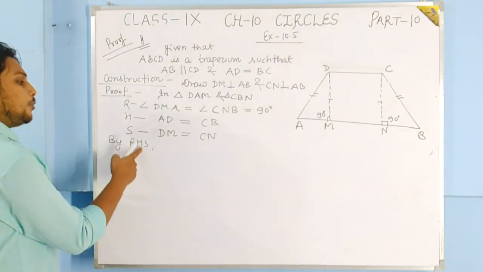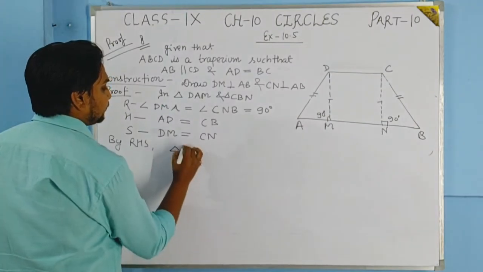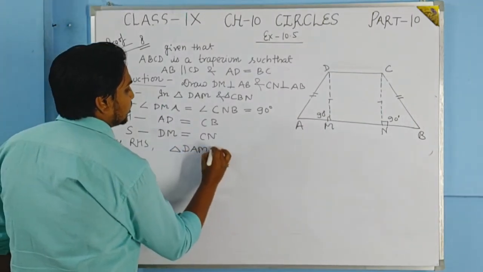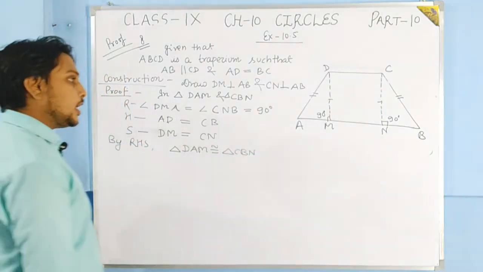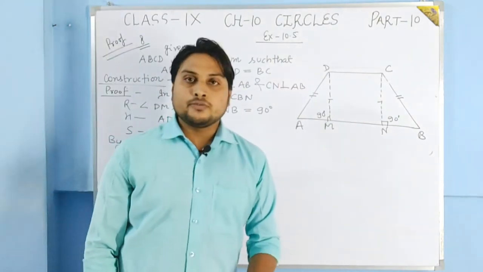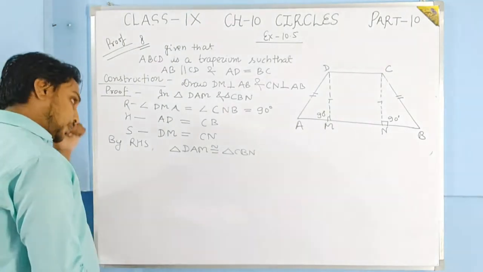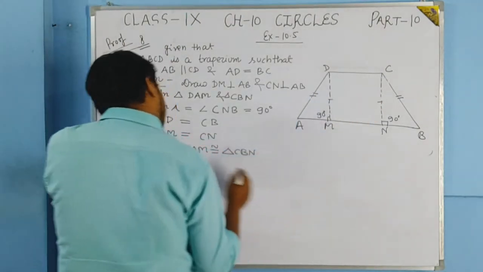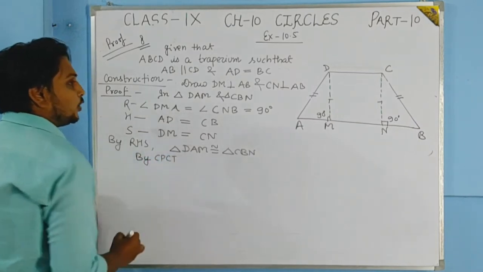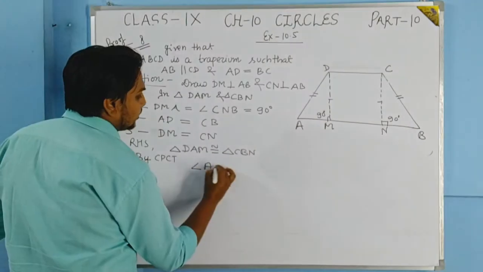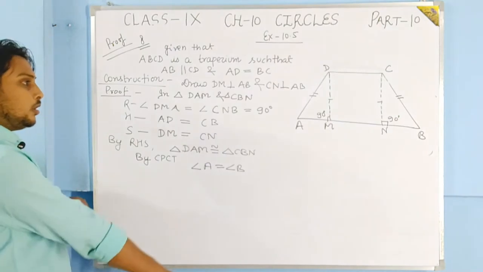By right angled hypotenuse side, you can say that triangle DAM is congruent to triangle CBN. Okay, these two triangles are congruent to each other. So if these two triangles are congruent to each other, it means that by CPCT, you can say that angle A is equal to angle B.